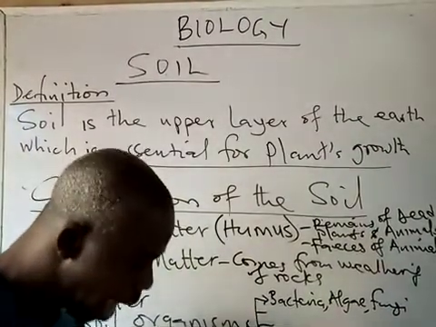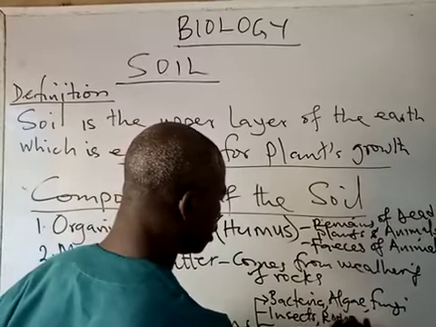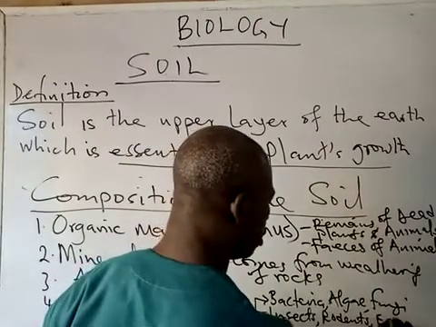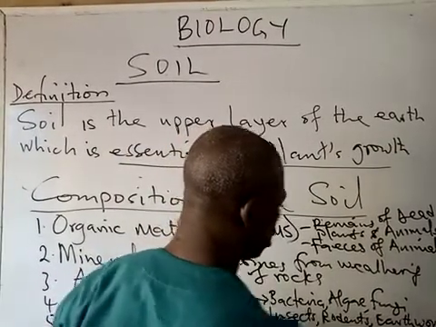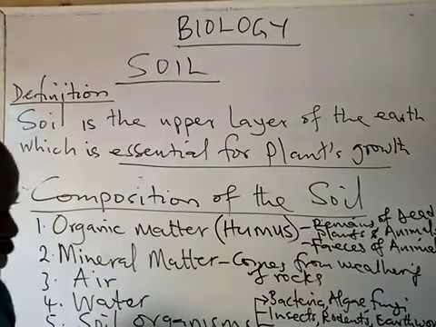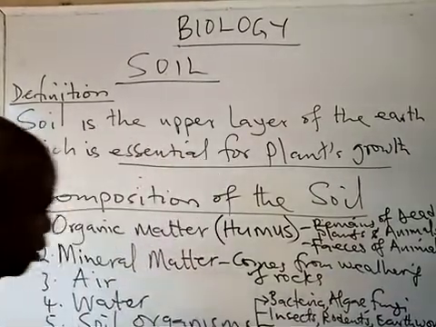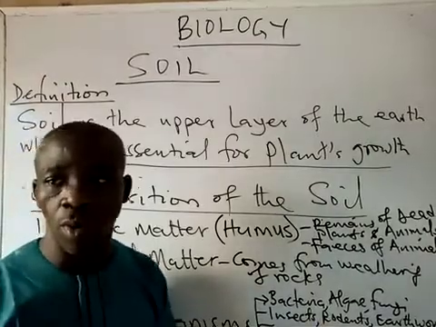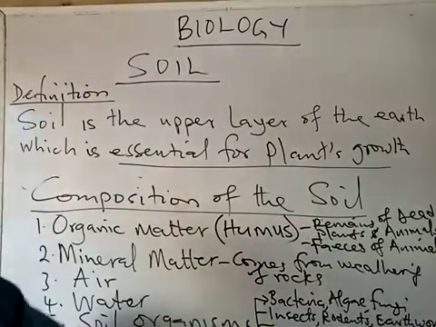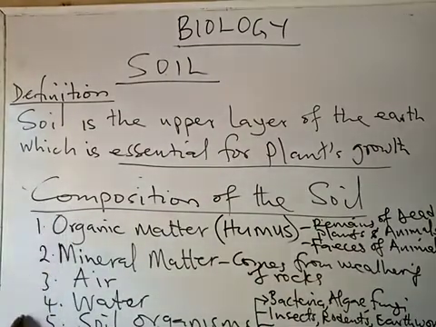Apart from that, we have organisms like insects, some rodents, okay, they burrow into the soil. We also have earthworm, which will burrow in the soil. These organisms are there in the soil, and they burrow into the soil, and their activities become part of the things that make the soil able to produce. So these are the main components of the soil.